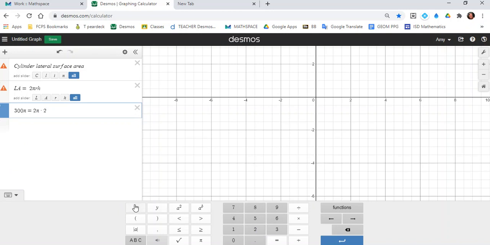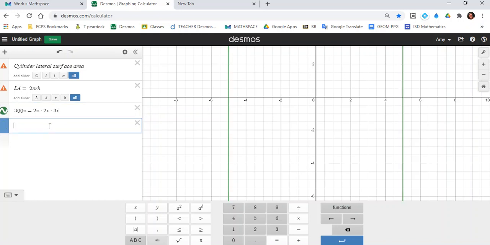times 2x times 3x, because this is my r and this is my h. Don't freak out. It's basic algebra. Now, you could combine all of these at this point if you want, or you can divide by 2 pi and then solve. Since it's all multiplication, I'm going to combine the whole thing. I'm going to show you the easiest way.